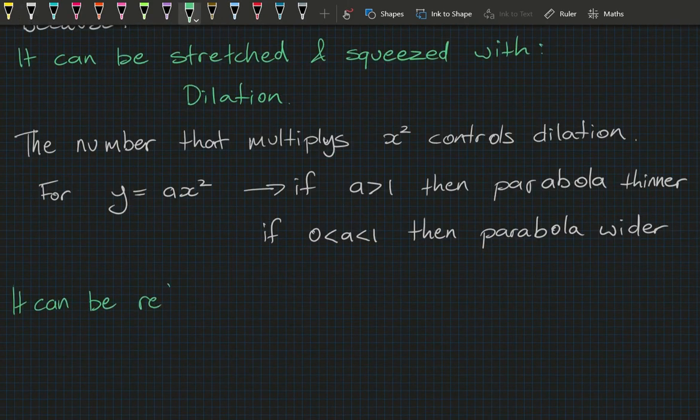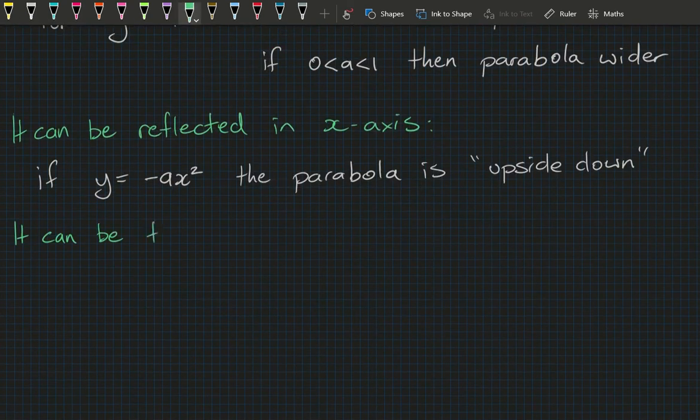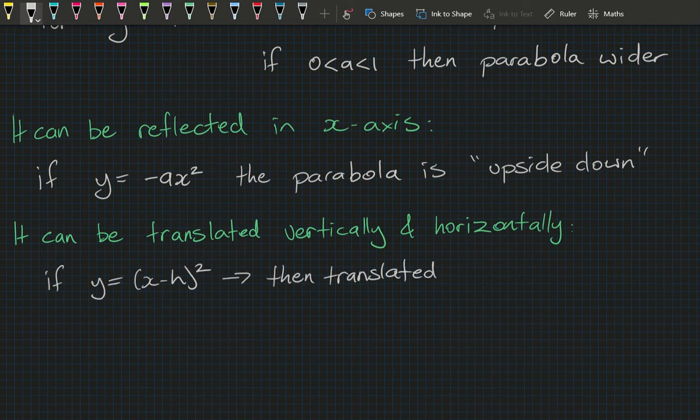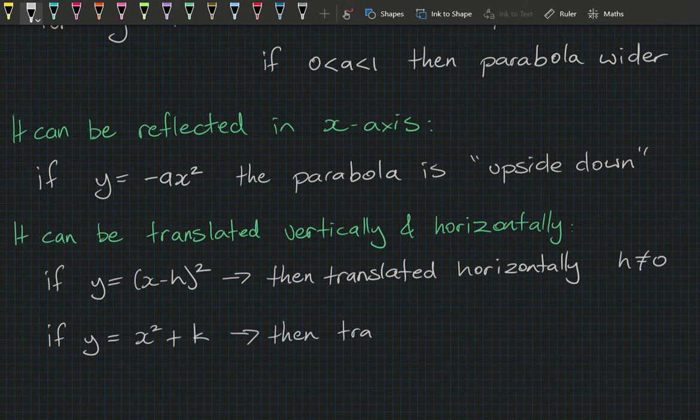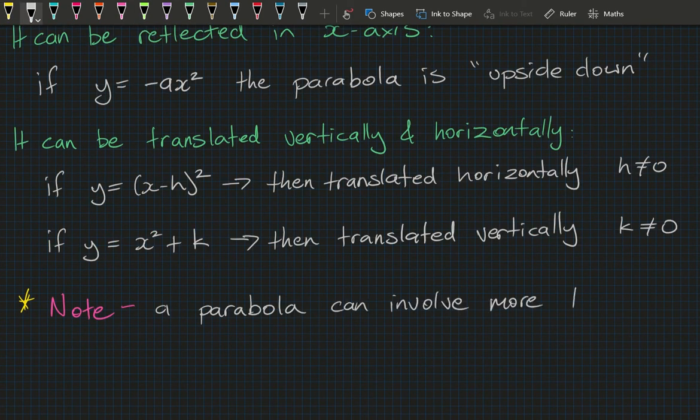The parabola can also be reflected in the x-axis. So if y is equal to some negative value a times x squared, then the parabola is upside down. And of course, upside down means reflected in the x-axis. The parabola can also be translated vertically and horizontally. If y is equal to (x minus h) all squared, then it's translated horizontally, if h is not equal to 0. And if y is equal to x squared plus k, then it's translated vertically, where k is not equal to 0. Of course, please note that a parabola can involve more than one translation.